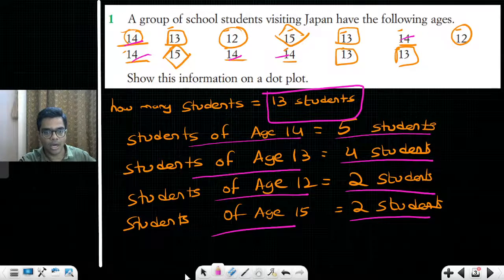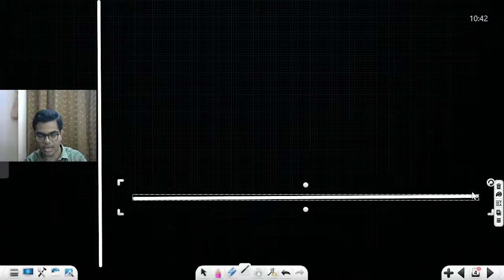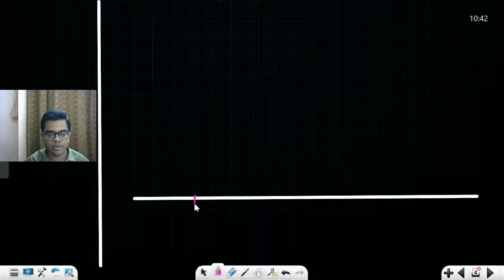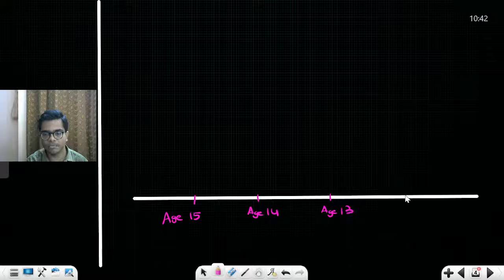Okay, Akshita. Now let's see how to plot this on a dot plot. There are 2 types of dot plots which I have seen. Both of them I wanted to show you. For the first kind of dot plot, we don't need that vertical line. We just need a number line kind of thing. So first one: age 15 group, age 14 group, age 13 group, age 12 group.